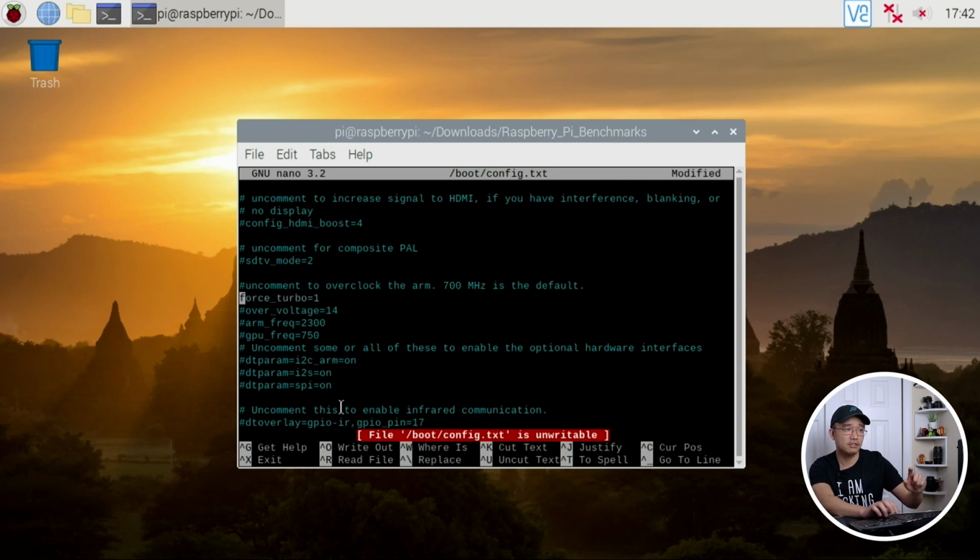So force turbo has to be enabled, over_voltage on 14. So anything past 6, you need to use it. And apparently on the Raspberry Pi 3s, when I was testing this, I think max was 8. You couldn't even go past 8 because the chip wouldn't even deliver more than 1.4 volts. But apparently you could with the Raspberry Pi 4s. So I'm on over_voltage 14, arm_freq 2300, and gpu_freq 750.